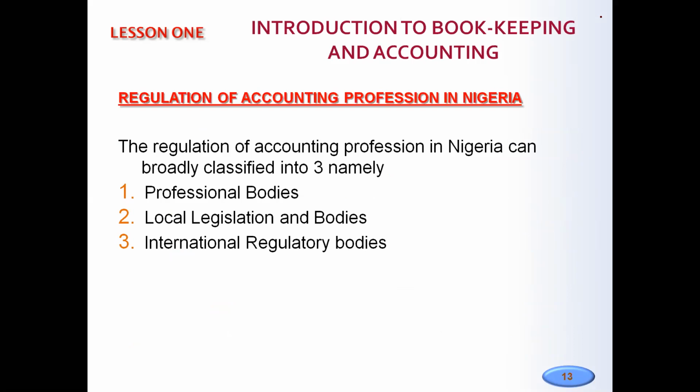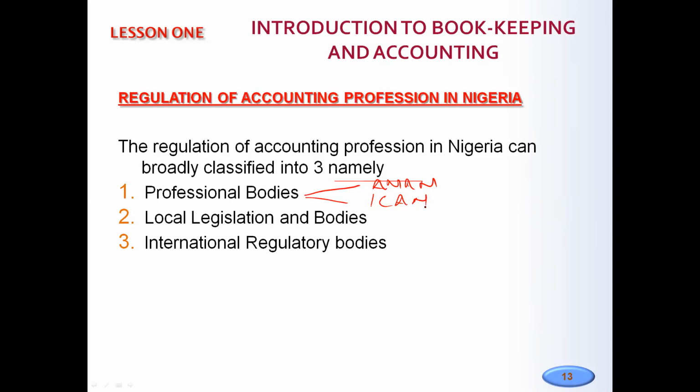Now, quickly, let's look at the regulatory framework of accounting profession in Nigeria, regulation of accounting. I classified this into three major classes. Number one, I call it professional bodies in Nigeria. We have local legislations, and then we have international regulatory bodies. The two professional bodies we have in Nigeria are ANAN and ICAN.